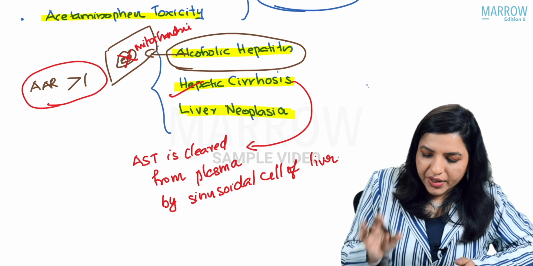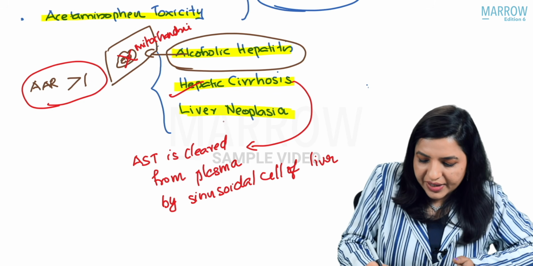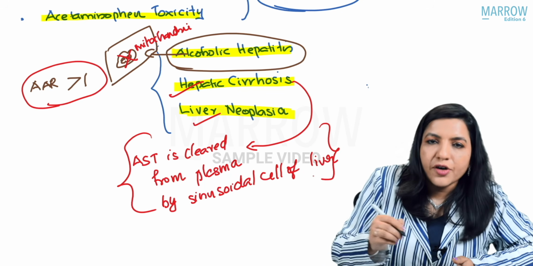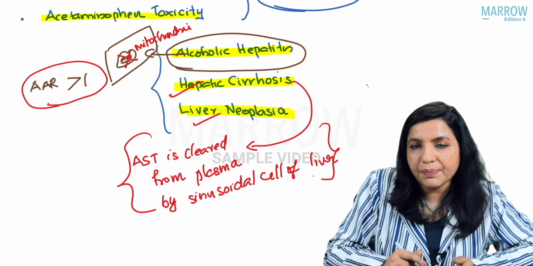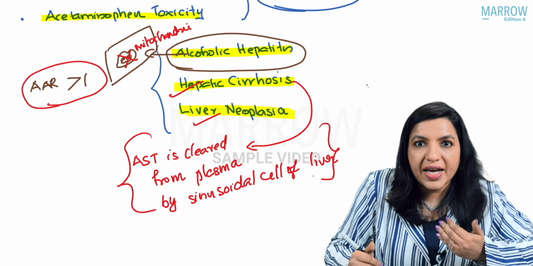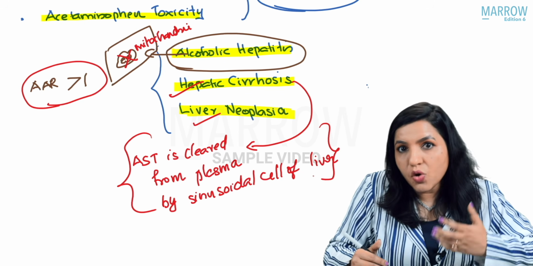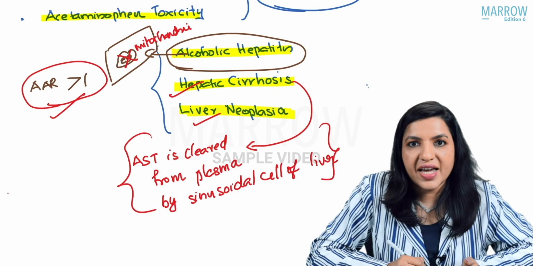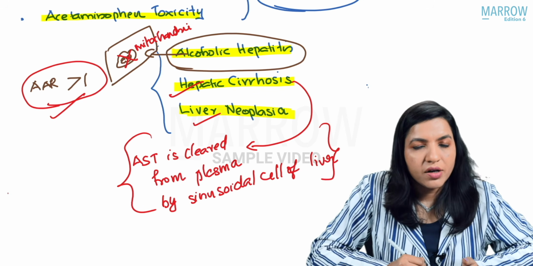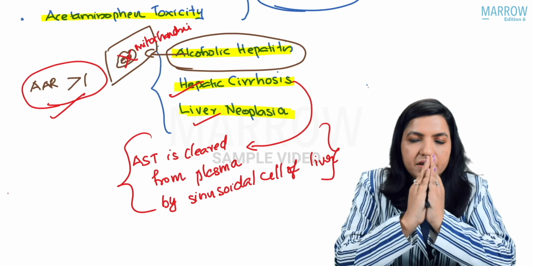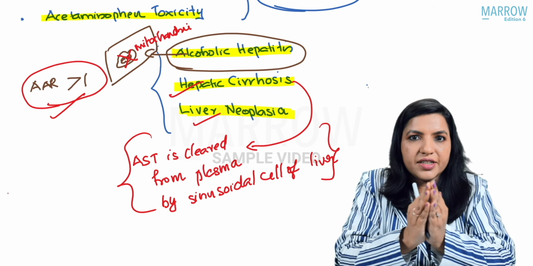In hepatic cirrhosis and in liver neoplasia, the clearance of AST through the hepatic sinusoidal cells is affected. So what will happen? The AST level will rise more than ALT. There also, what we can get is an AST/ALT ratio of more than 1. So it is very important to understand and learn what the AST/ALT ratio is.